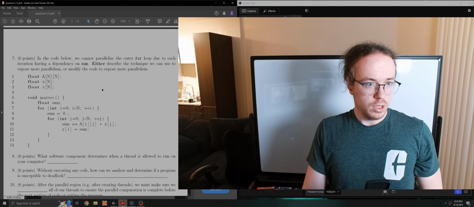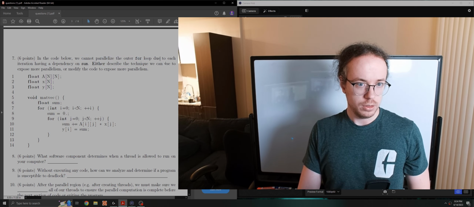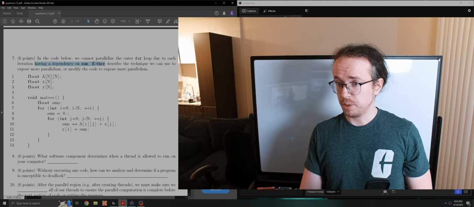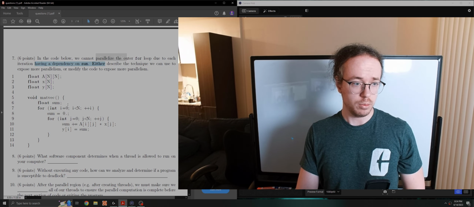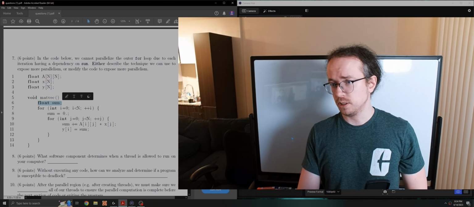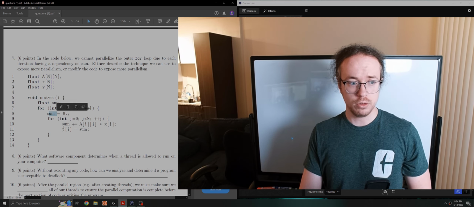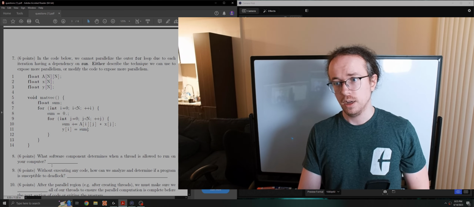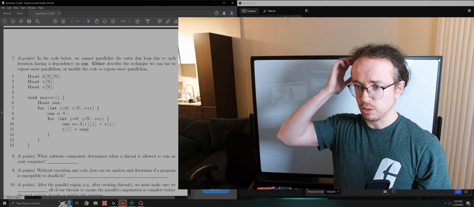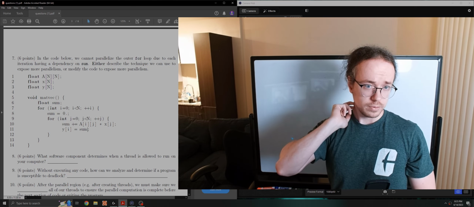And so in the code below, we cannot parallelize the outer for loop due to each iteration having a dependency on sum. So we pointed out in the problem description that sum is a dependency for every iteration. We declare it here, we use it here, we use it here, we use it here. There's no point in this where we can break up our dependency on sum in the current code.